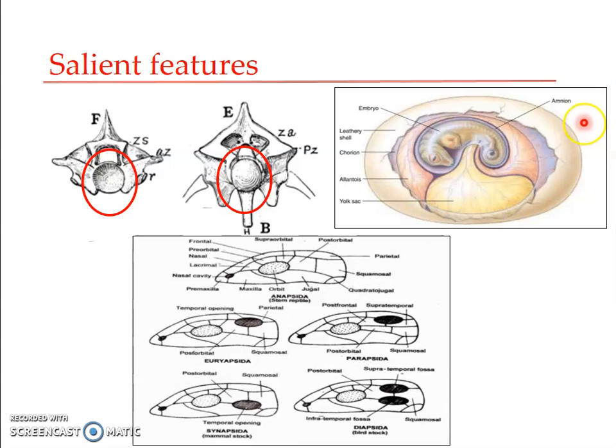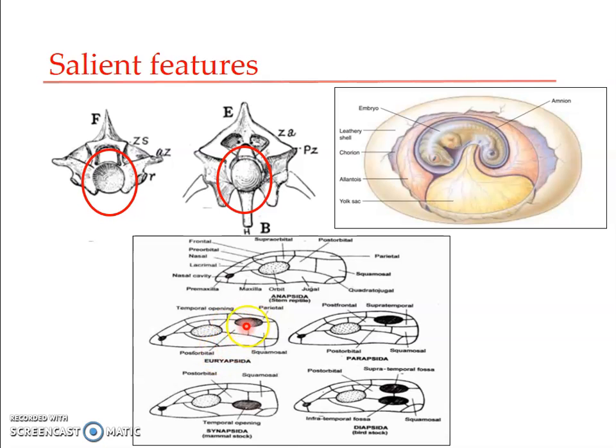Now, when we spoke about the temporal fossa, these are the different subclasses of class Reptilia: Anapsida, Euryapsida, Parapsida, Diapsida, and Synapsida. Here, the word apsida refers to the fossae. The first one, Anapsida, doesn't have any. You can see that they do have bones and an orbit, but they don't have any temporal fossa. Here, the temporal fossa is represented by this darkly shaded oval shape.